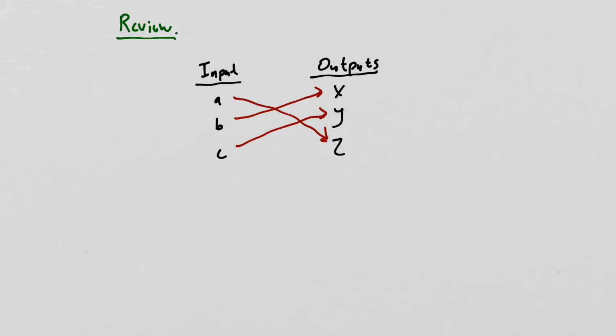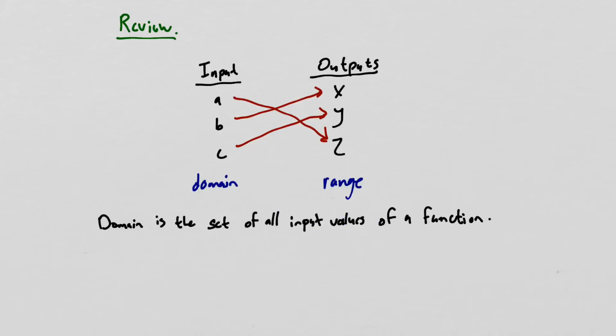And once we have this here, the set of all input values is called the domain of the function, and the set of all output values is called the range of the function. So I'll go ahead and write this down, and then we'll move on to the motivation. So here's the definition of domain, and here's the definition of range.